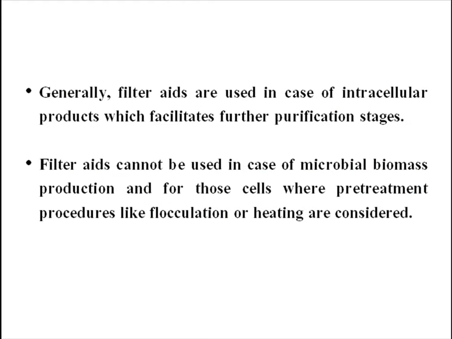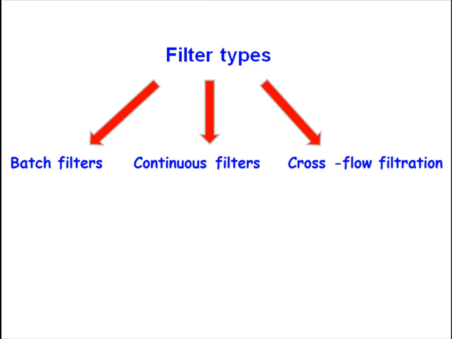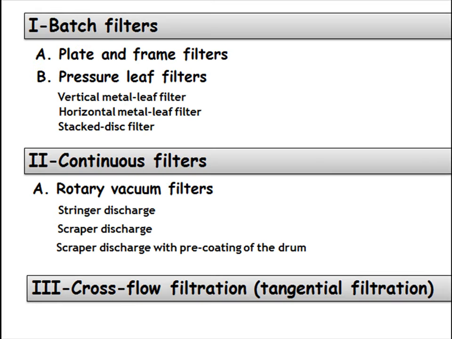Generally, filter aids are used in case of intracellular products, which facilitates further purification stages. Filter aids cannot be used in case of microbial biomass production and for those cells where pre-treatment procedures like flocculation or heating are considered. There are mainly three types of filters: batch filters, continuous filters, and cross-flow filtration.